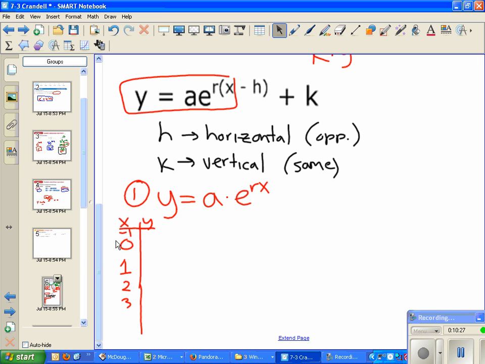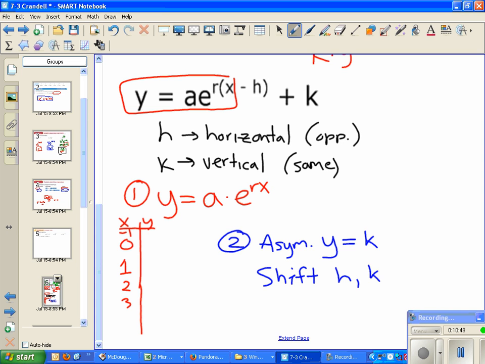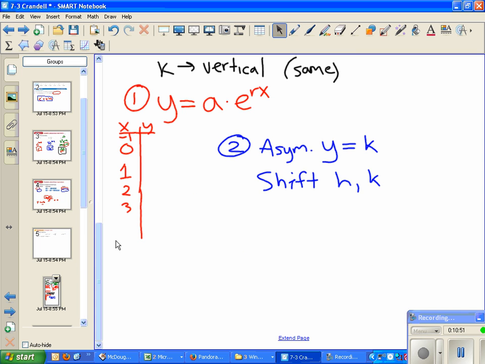For step 2, again, our asymptote, our boundary line, our magnetic force field, is going to be y equals k. If there's no k, then y would be equal to 0. Then we shift it. We take each point and shift h and k, whatever those numbers are. For step 3, our domain is all real numbers, and our range is y is greater than k.